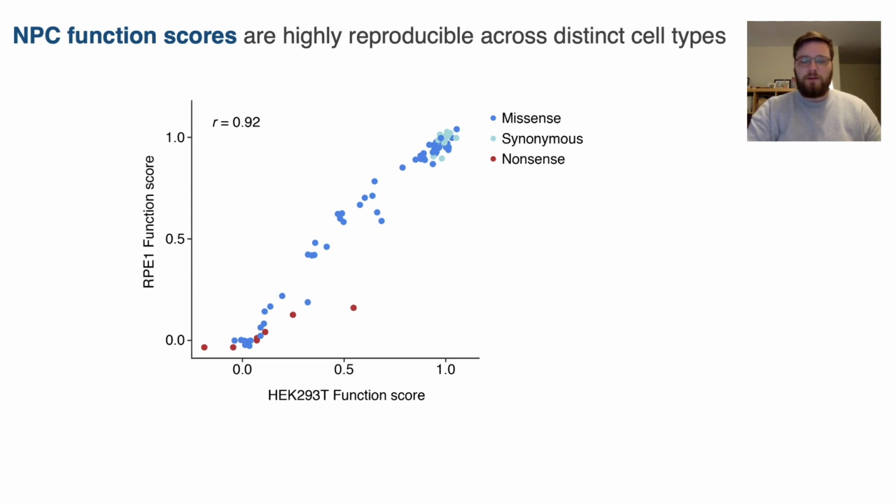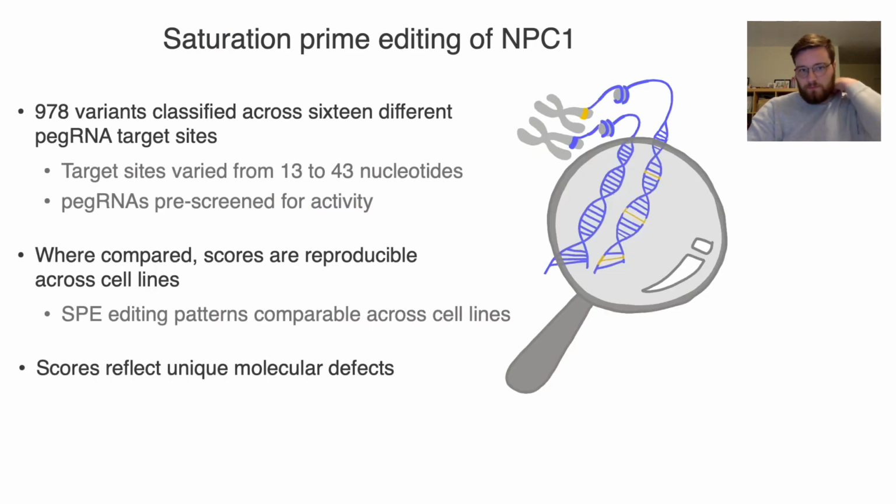And what we were very encouraged to see was that there was a very high correlation between the function score made in HEK293T cells, which is along the x-axis here, and the same function score that we would derive from the RPE1 assays, which is on the y-axis here. And so this seems to suggest that the function scores we've derived are highly reproducible across distinct cell lines.